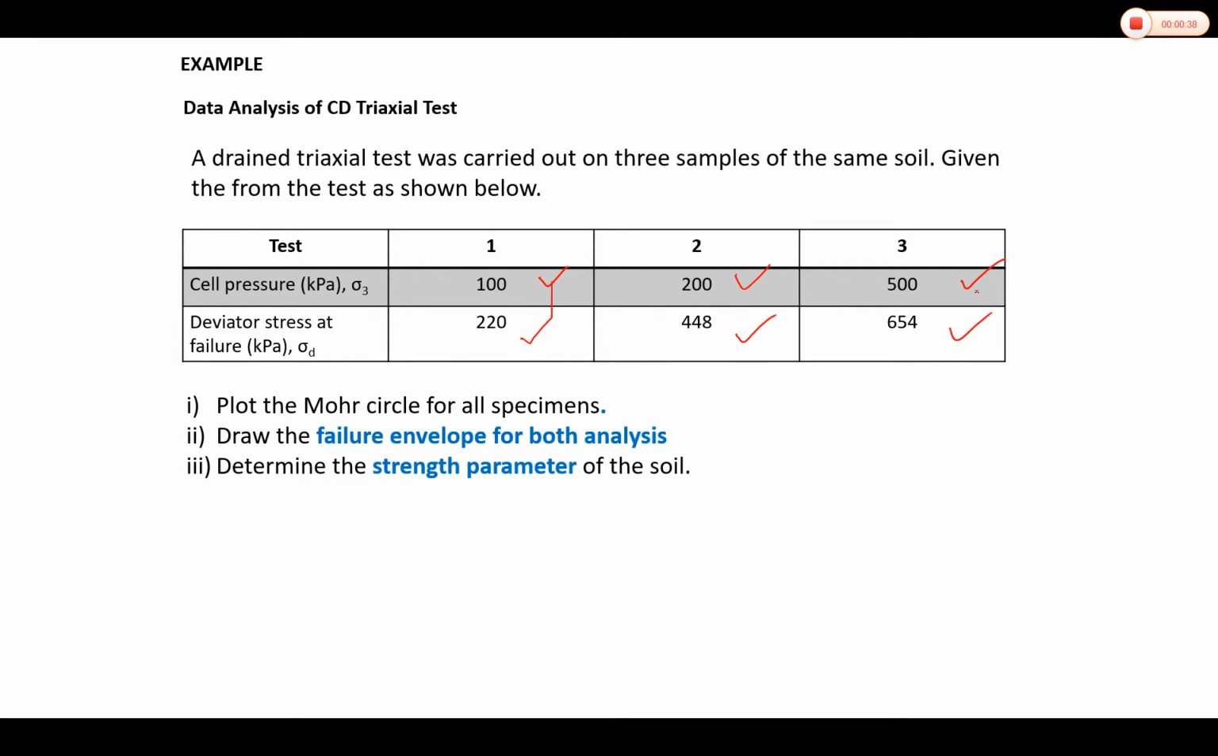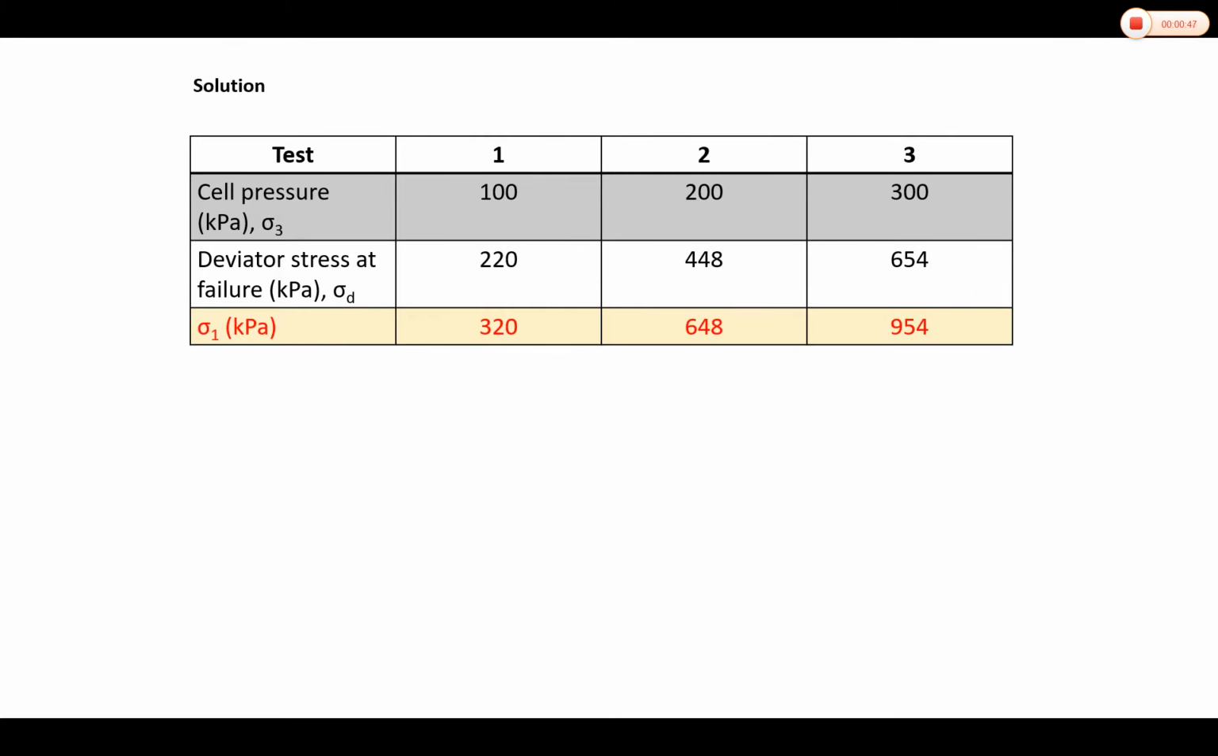So we need to plot the Mohr circle for all the specimens, then draw the failure envelope, and also determine the shear strength. Alright, so first and foremost, to plot the Mohr circle, we should have sigma 3 and sigma 1. Sigma 3 is already given, so how do we get sigma 1?